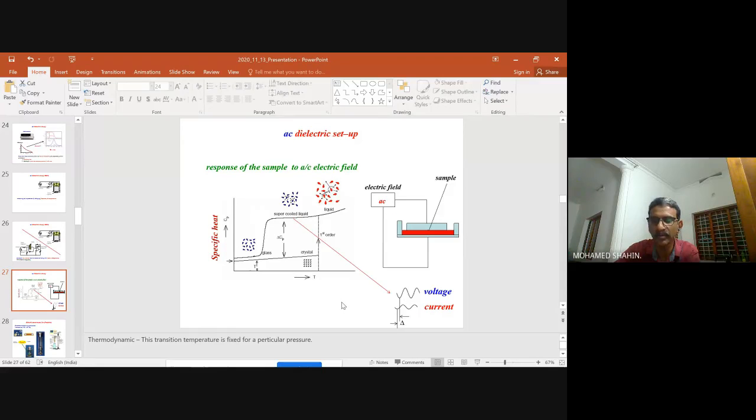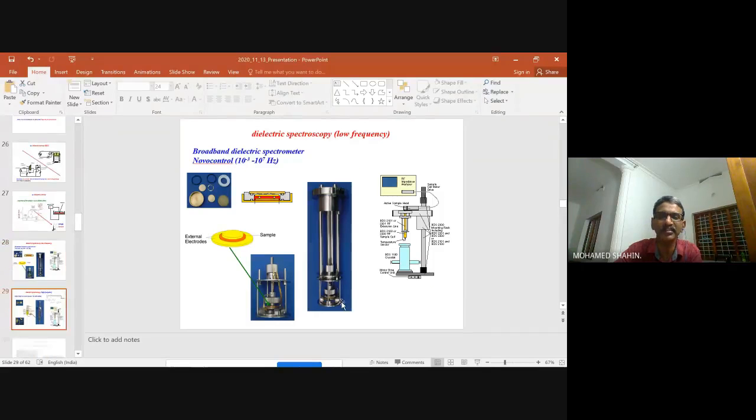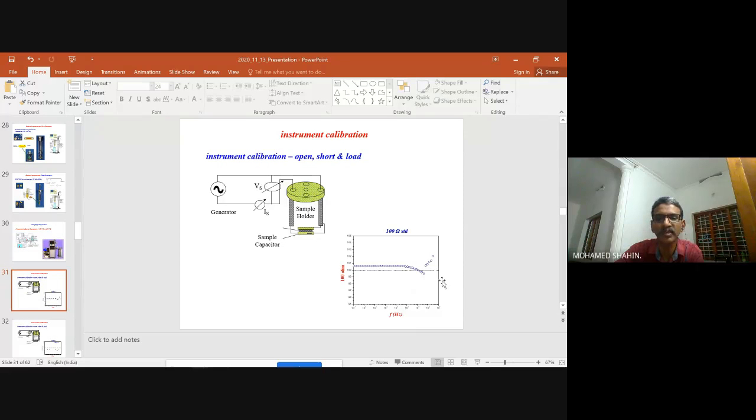And the peculiarity of the AC current is that it will be slightly behind, and this is the experimental setup. And this is the cooling accessory, schematic diagram, and real experimental setup. Before doing any experiment, you have to calibrate the instrument. Calibrating the instrument means you are calibrating the instrument first.